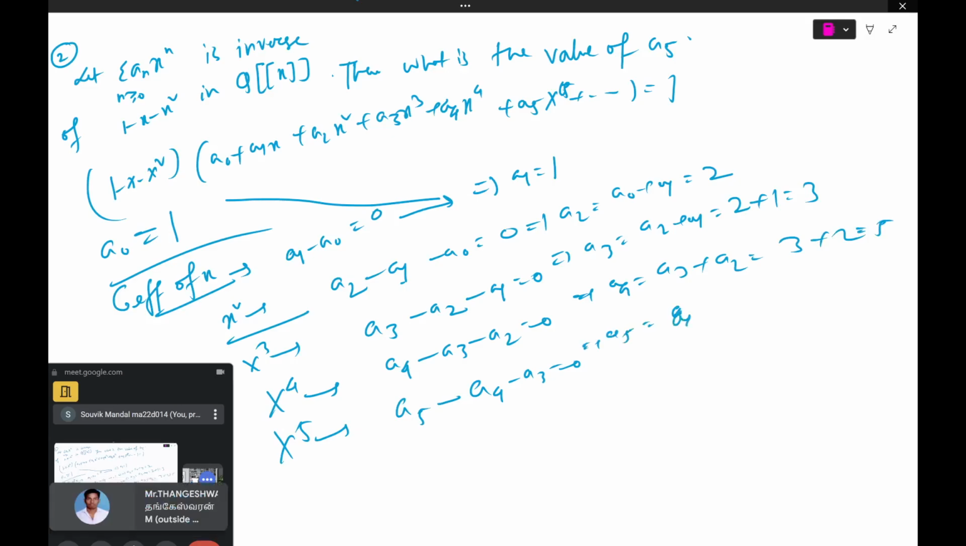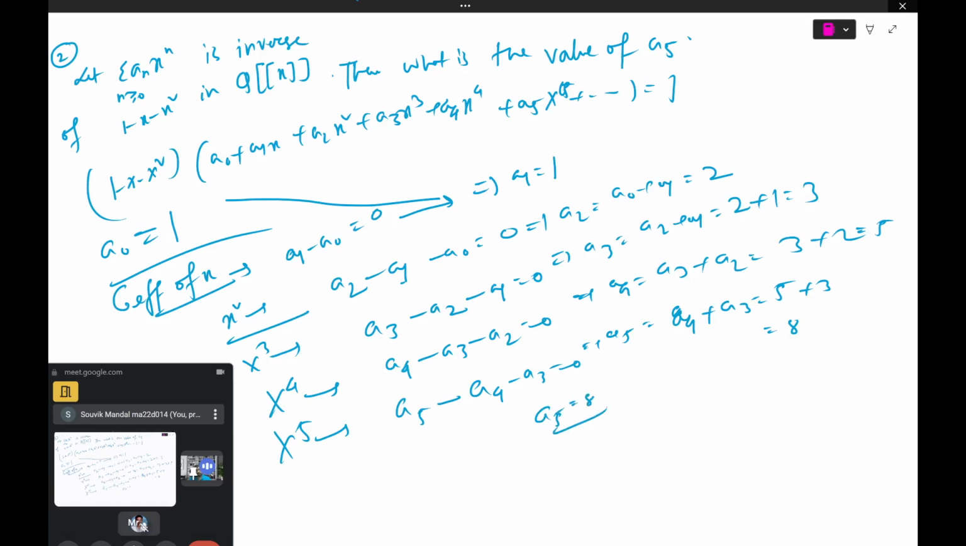a5 is equal to a4 plus a3. a4 is equal to 5, a3 is equal to 3. So it is 8. So the answer is 8.